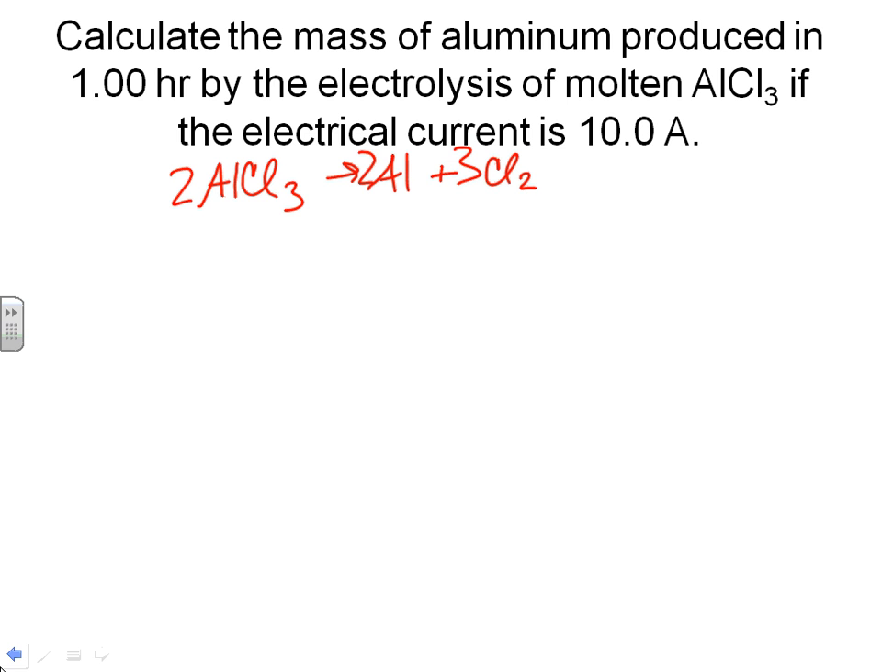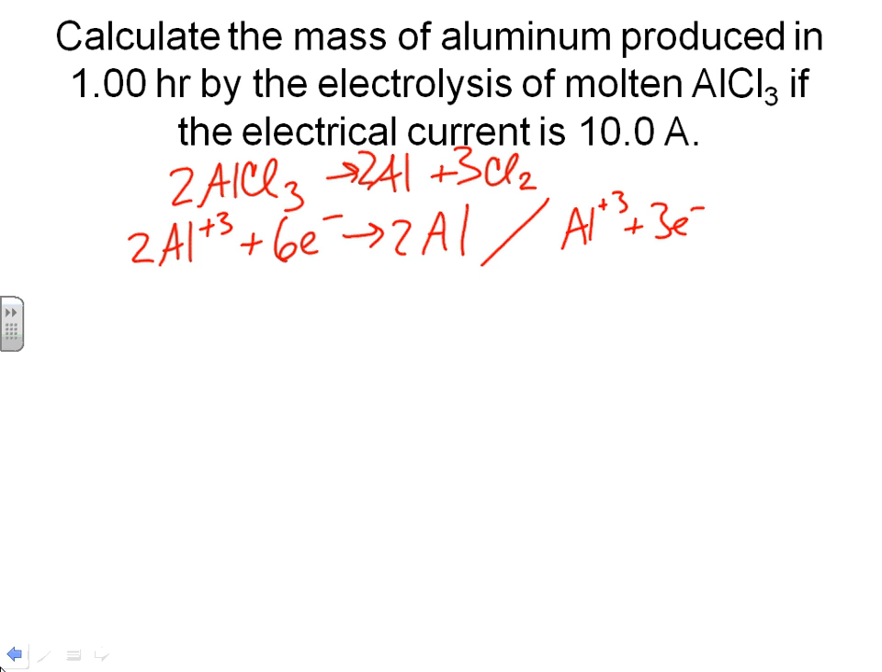So if we separate this out, at first you might write this. That would be balancing it. Now this is the same thing if you reduce it down as simply Al plus 3 electrons yields Al. It's going to be the same relationship between the aluminum and the moles of electrons. So that's what we need. We need to see this relationship right here.